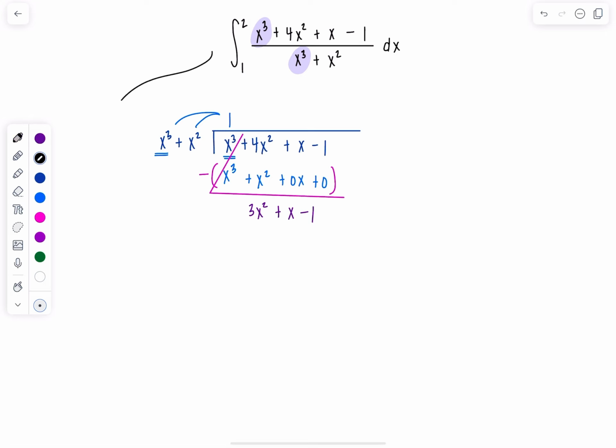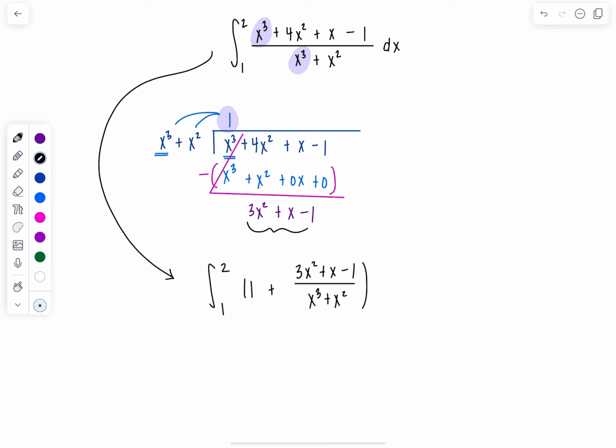So now let's rewrite our integral. We still have 1 to 2, but see here, this quotient of 1, that's going to go right here, 1 plus, and then here we have this remainder, 3x squared plus x minus 1 over the divisor, which is x cubed plus x squared dx. All right, so now here's the thing. I don't like how that parentheses looks.